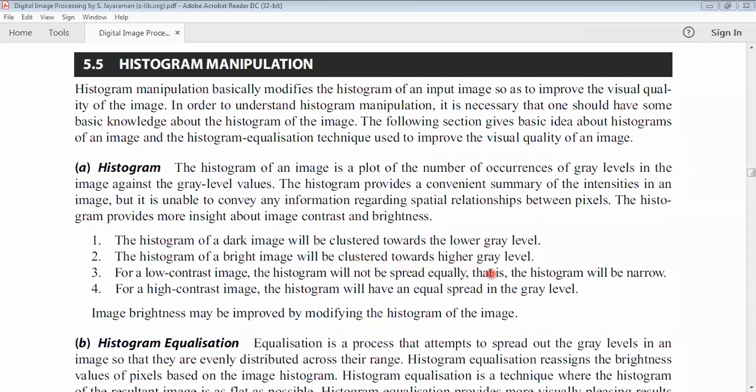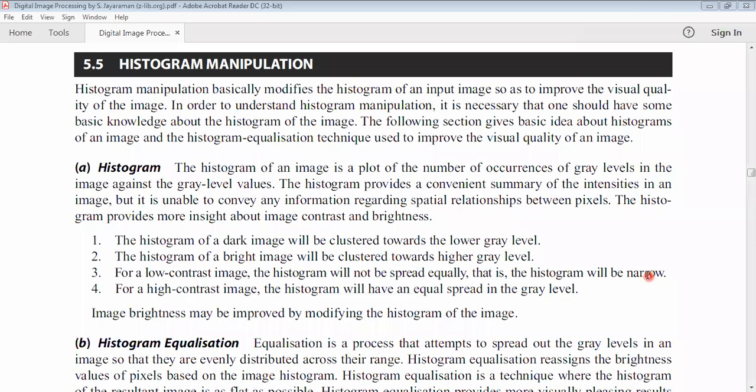Next, suppose you want to draw the histogram of a low contrast image. If you draw it, the pixels are going to be concentrated in a narrow band. So low contrast means only a few intensity values are present. So for a low contrast image, the histogram will not be spread equally throughout the axis. The histogram will be narrow. If you draw the histogram, the total gray levels are not going to be present in that image.